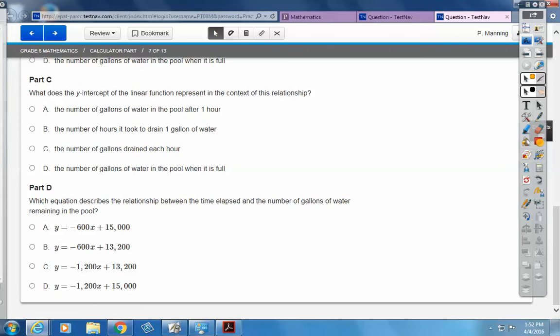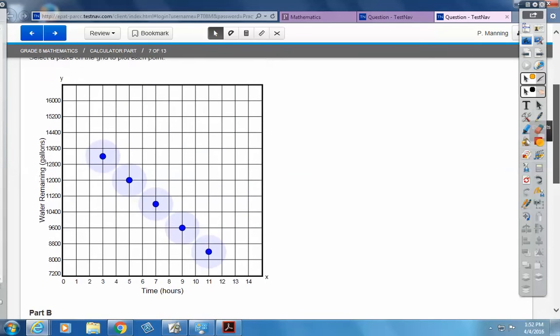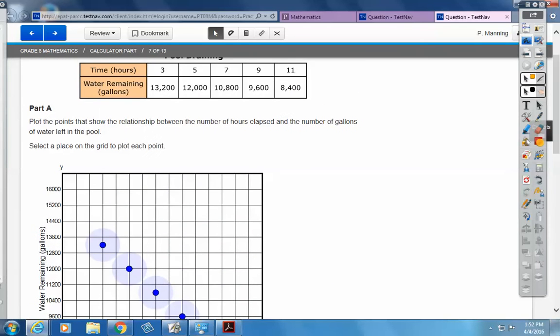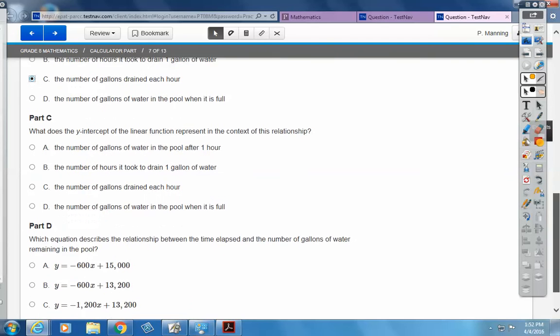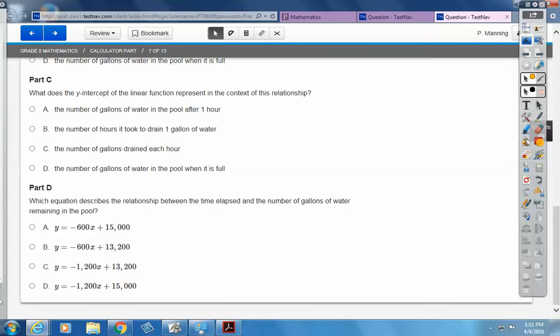What does the y-intercept of the linear function represent in the context of this relationship? Well, notice how we are losing water, right? So that means the y-intercept is going to reflect how much water was in the pool to start with. So the number of gallons of water in the pool when it was full. And that's what we started with, full pool.